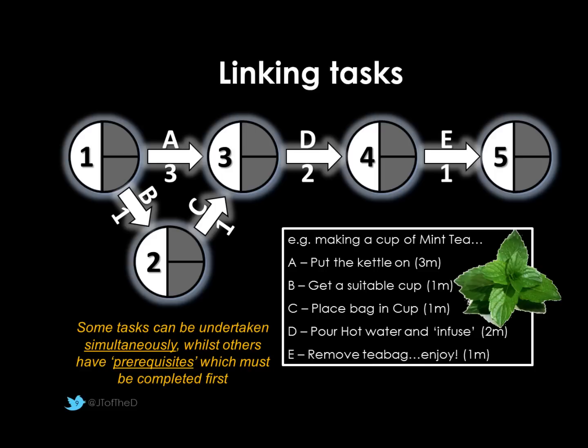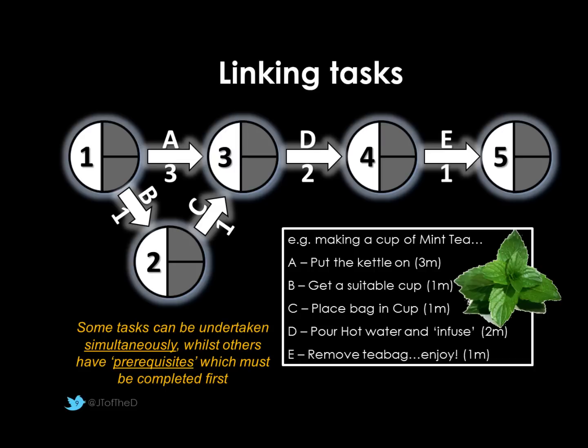These are called prerequisites. If you look at the diagram, node 1 is our starting point. We can actually start both task A and B immediately. So there's an arrow coming straight out. Again, you'll see activity A, put the kettle on, 3 minutes. Activity B, get the cup, 1 minute. And once we've got the cup, we can then put a bag in the cup, so that's activity C.